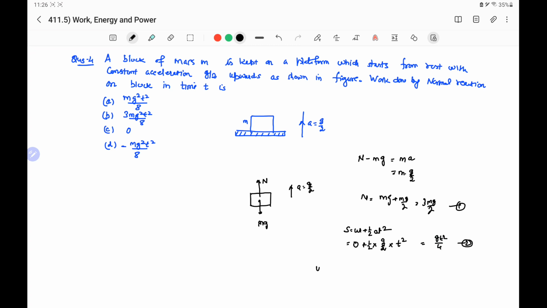So work done by the normal reaction on the body is force, which is normal, into displacement, that is gt square by 4, and the angle between them is 0 degree because normal is acting upward and displacement is also in upward direction. So angle is 0, cos 0 is 1. Substituting the value of normal reaction from equation 1, it is 3 mg by 2 into gt square by 4. So finally we will have 3 mg square t square by 8. So option B is the correct option.